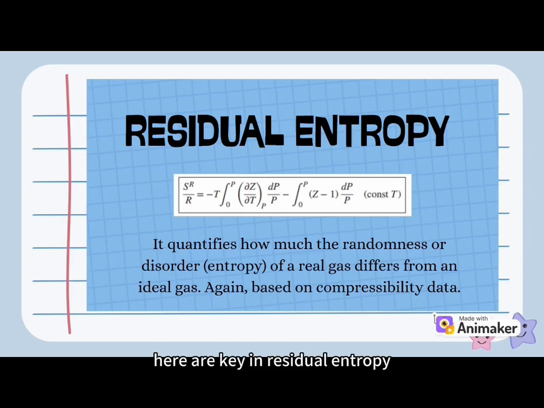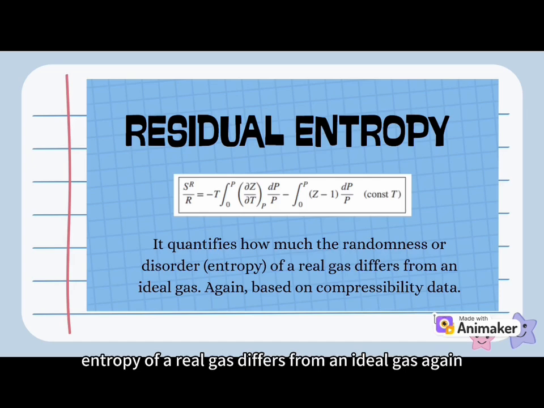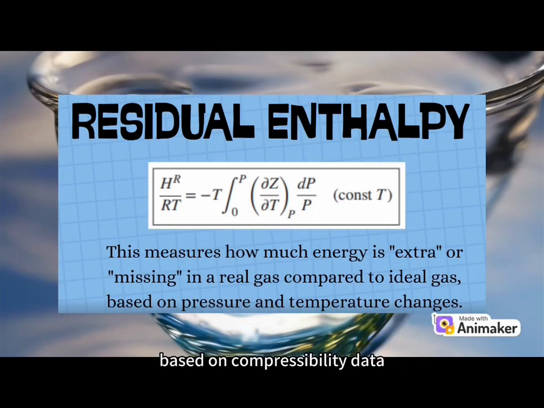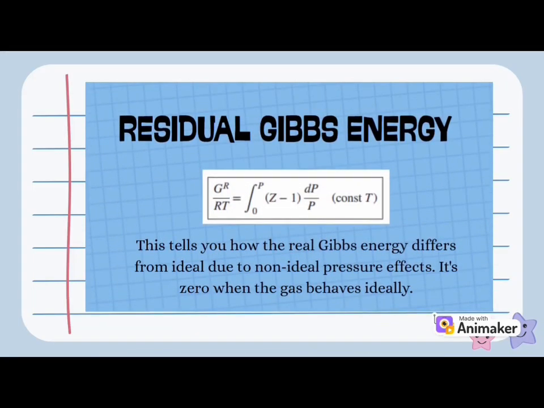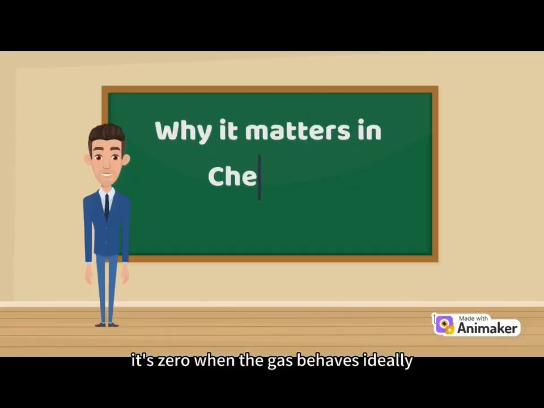Here are the key points. Residual entropy quantifies how much the randomness or disorder, entropy, of a real gas differs from an ideal gas, again based on compressibility data. While residual enthalpy measures how much energy is extra or missing in a real gas compared to an ideal gas, based on pressure and temperature changes. And residual Gibbs energy tells you how the real Gibbs energy differs from ideal due to non-ideal pressure effects. It's 0 when the gas behaves ideally.